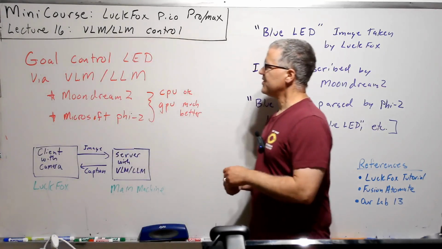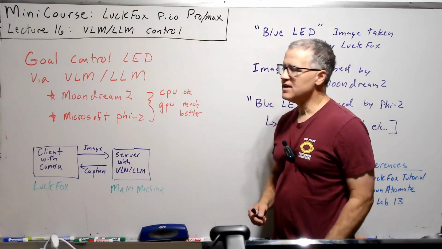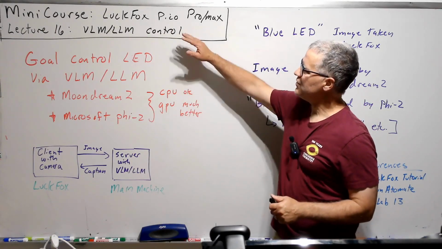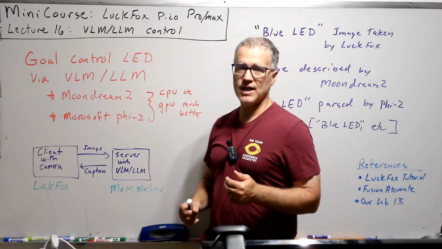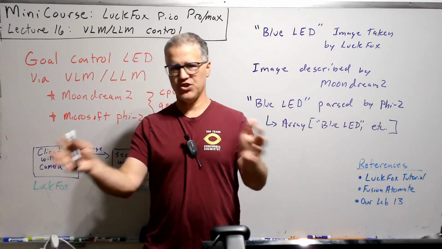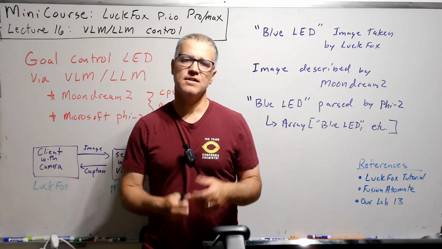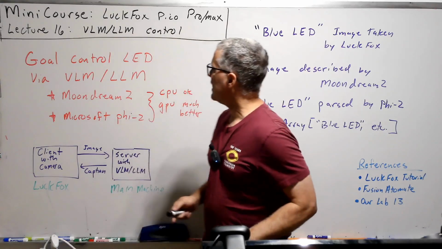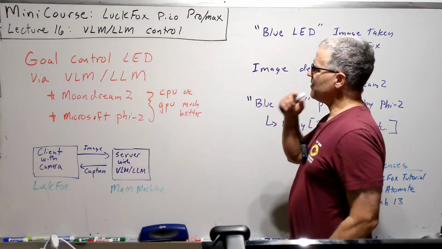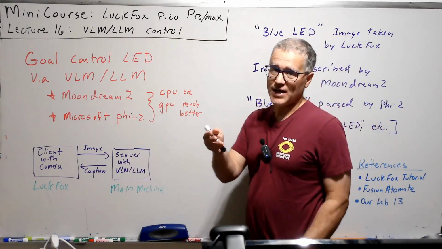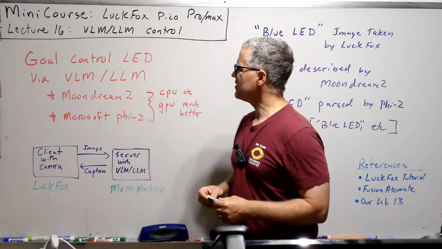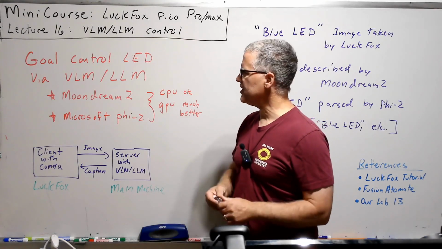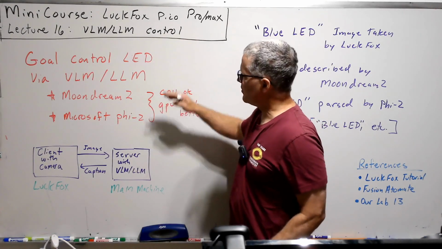Okay, well, welcome to this lecture, and you saw that little teaser at the beginning about what's going on here. We're going to control the output of the LuckFox to its GPIO pins via a VLM and LLM combination. It's a pretty fun project, actually quite simple with the help of Gemini in the coding, and just the thinking about it isn't too bad either. So let's look at what we're trying to do here.